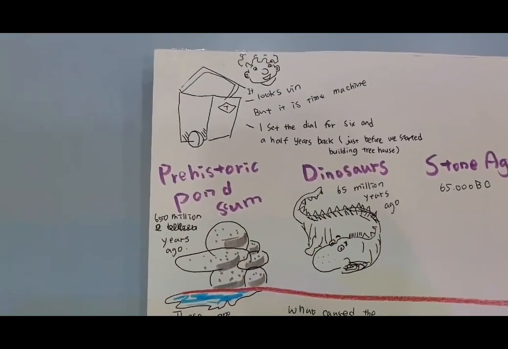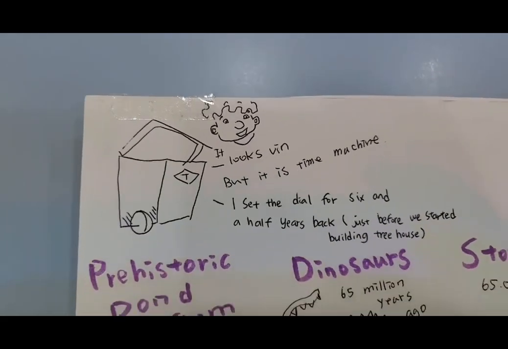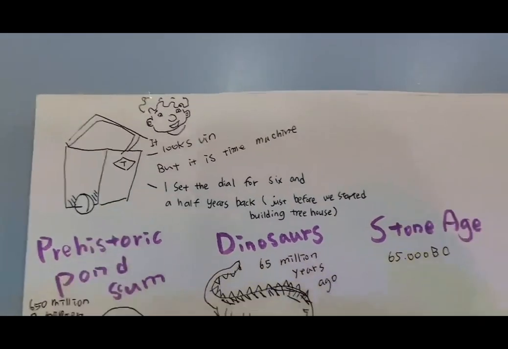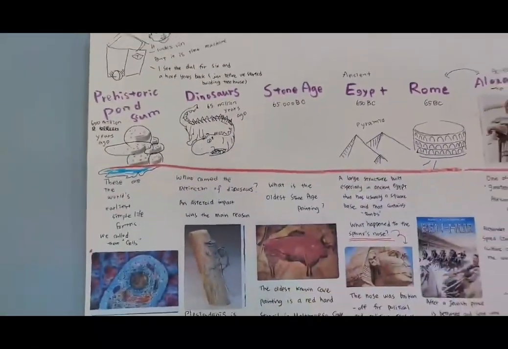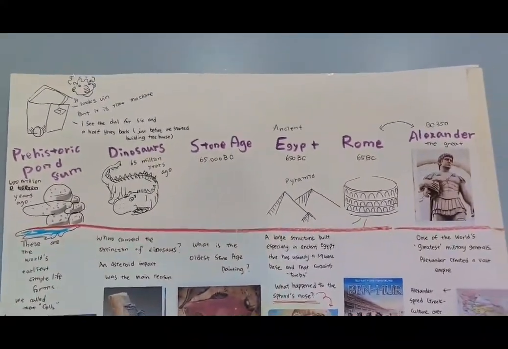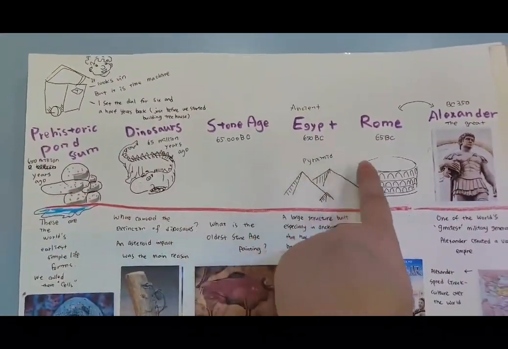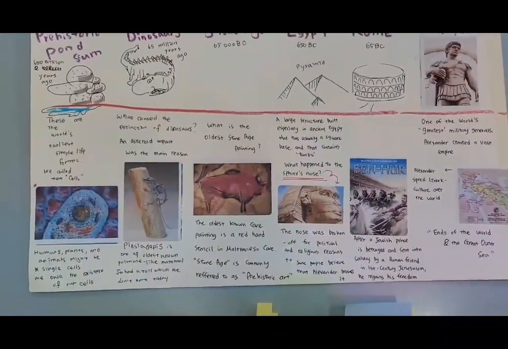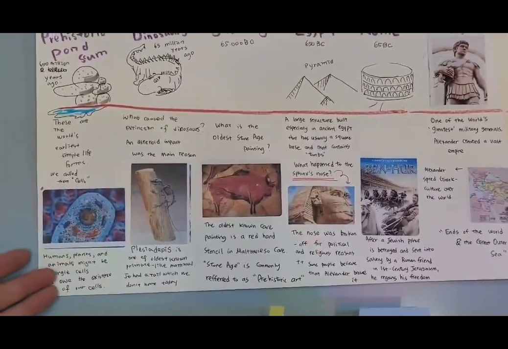650 million years ago. So here we can see we've made Terry and Andy up at the top with their time machine. I set the dial for 6.5 years. So it's a good idea to have students create the timeline up at the top of where are they going, like what are they seeing, and then at the bottom underneath we can put stickers or drawings and actual information.